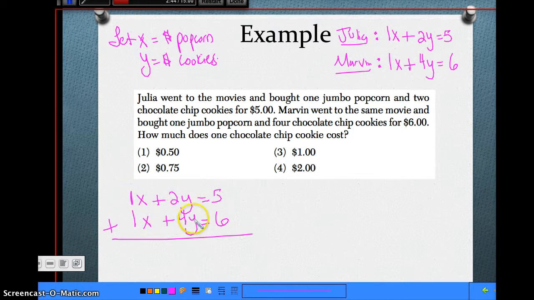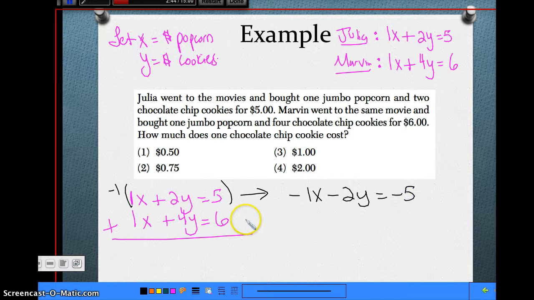Or if I did the y's, we'd have to get one to a positive 4 and the other to a negative 4. I'm going to go ahead and eliminate the x's, so I need one of them to be a negative x. If I multiply this whole thing through by negative 1, my new equation would say negative 1x minus 2y equals negative 5. Don't forget to multiply all the way through, otherwise that will be a mistake that will mess everything up from that point on. The second equation you don't have to manipulate at all, just rewrite it.